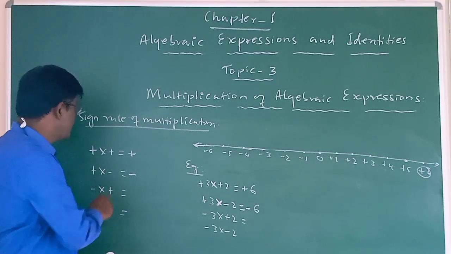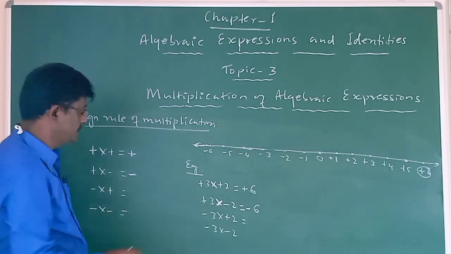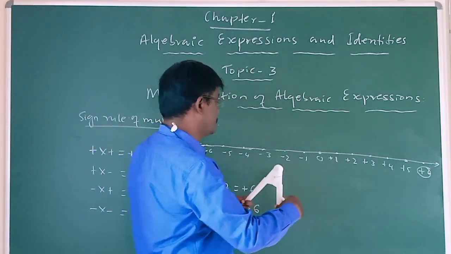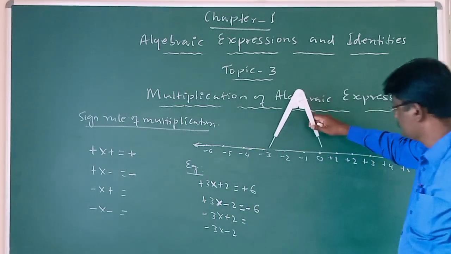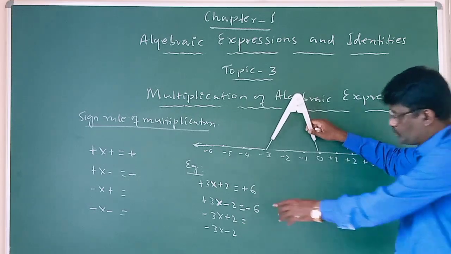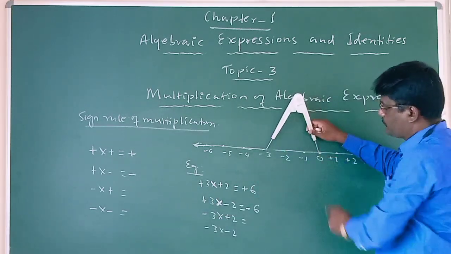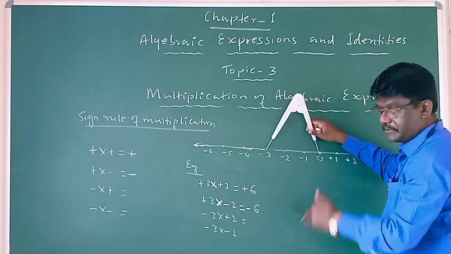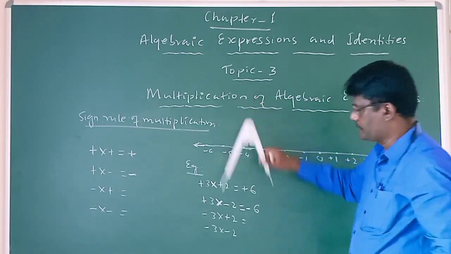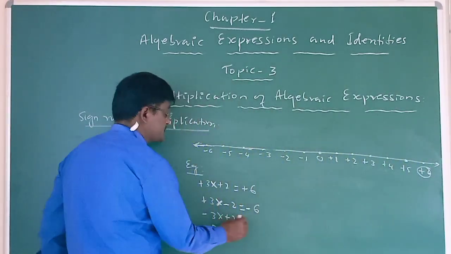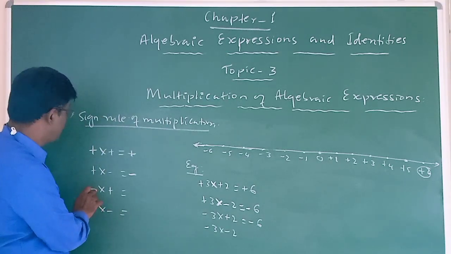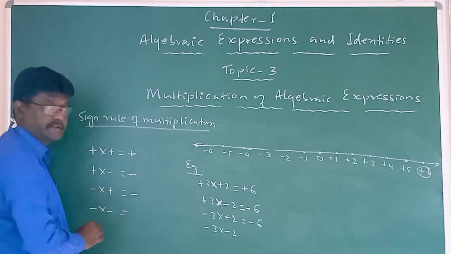Next, minus into plus. Minus 3 into plus 2. Now look at minus 3. Then plus means we have to move forward always. Plus 2, so 2 times. Minus 3 indicates minus 3, plus 2 indicates we have to move forward. Therefore, moving forward, we get minus 6. Thus, minus 3 into plus 2 becomes minus 6. Hence, the conclusion: minus into plus is minus.